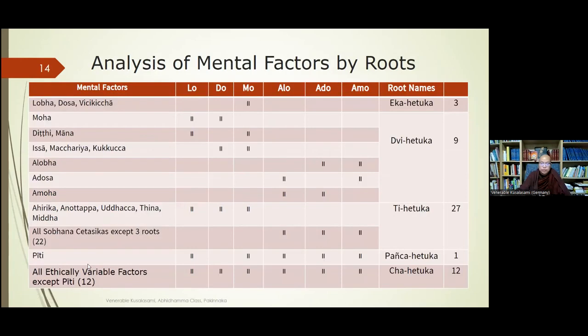It's the time for analysis of mental factors by roots. What is the difference between jnana vippayutta and moha? Okay. Moha is an unwholesome root. Moha is always dissociated from beautiful consciousness. Moha leads to unwholesome states. But for jnana vippayutta, here we have to know the jnana.